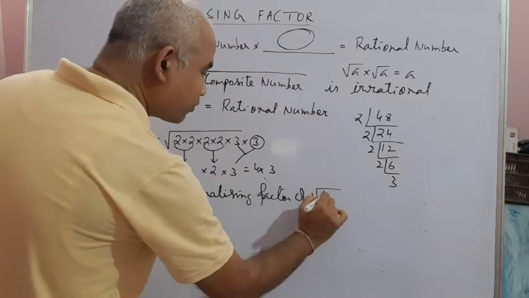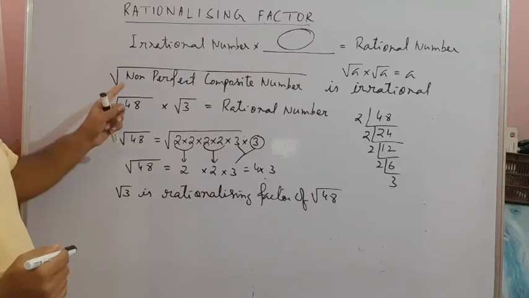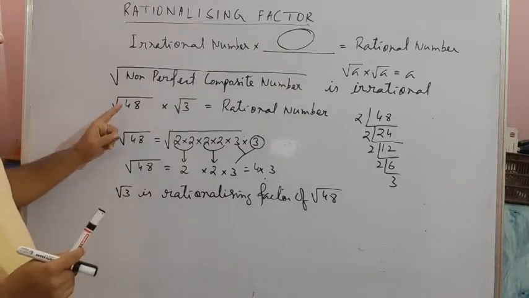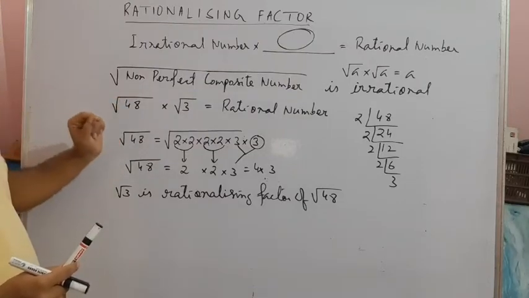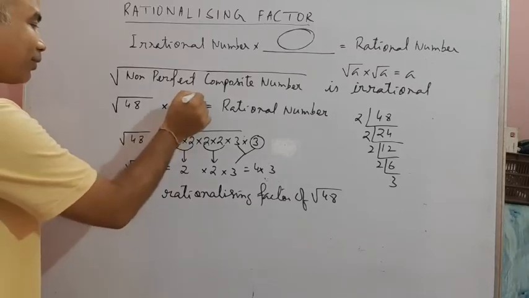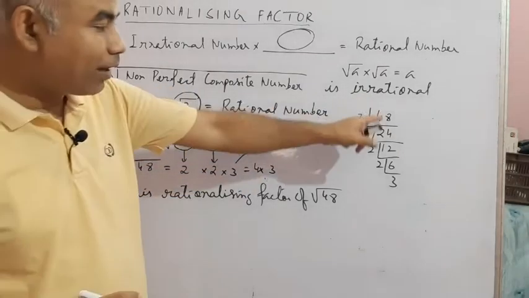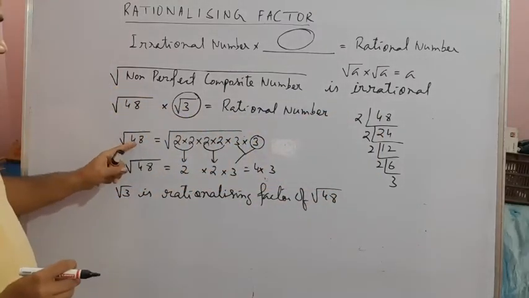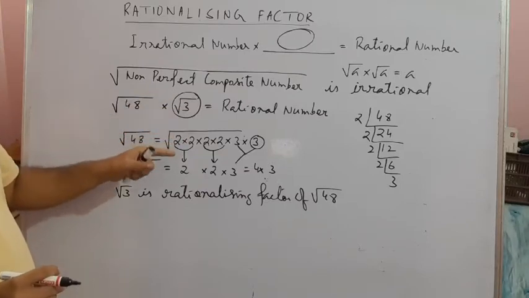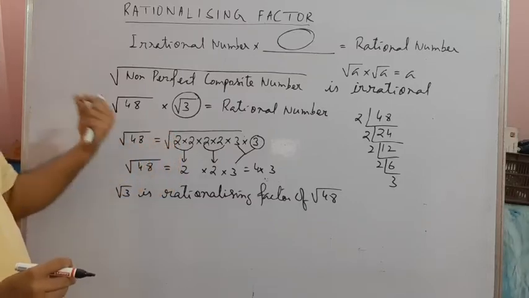Once again, when it is the square root of a non-perfect composite number, it is always irrational. Let us take an example: square root of 48. 48 is a composite number, but it is not a perfect square, so it is irrational. Now what do I have to multiply to make it rational? So how to find this? For that I find the prime factorization of 48 and try to find the square root of 48 by the prime factorization method. As all of you know the method, for a pair of equal factors, one factor you can write outside the square root sign.